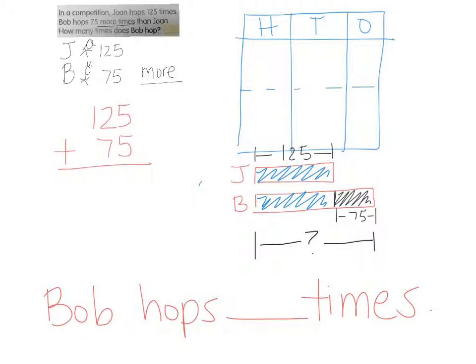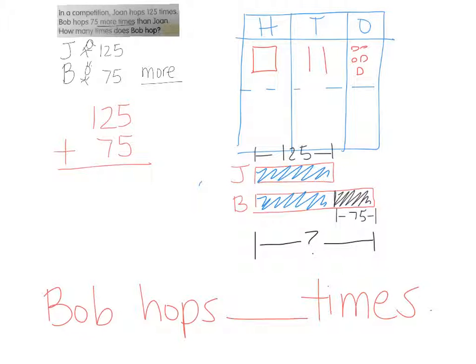Thank you. Now, in 125, how many hundreds do I have? 100. 1. How many tens do I have? 2 tens. How many ones? 5. Thank you, friends. You guys are awesome helping me.